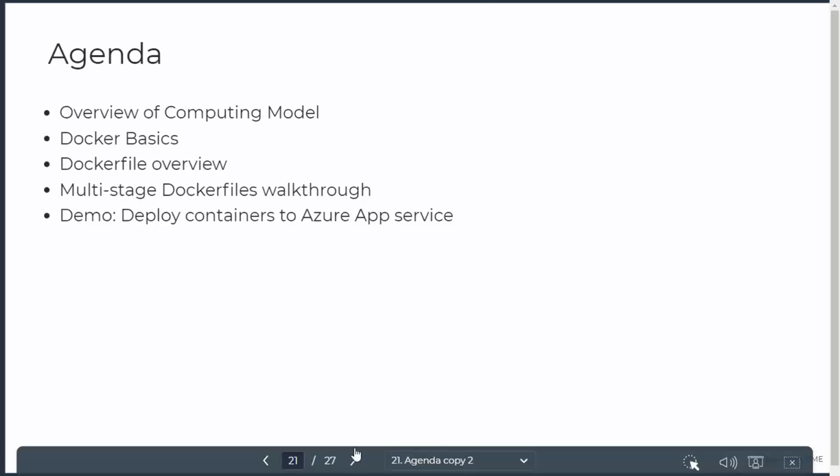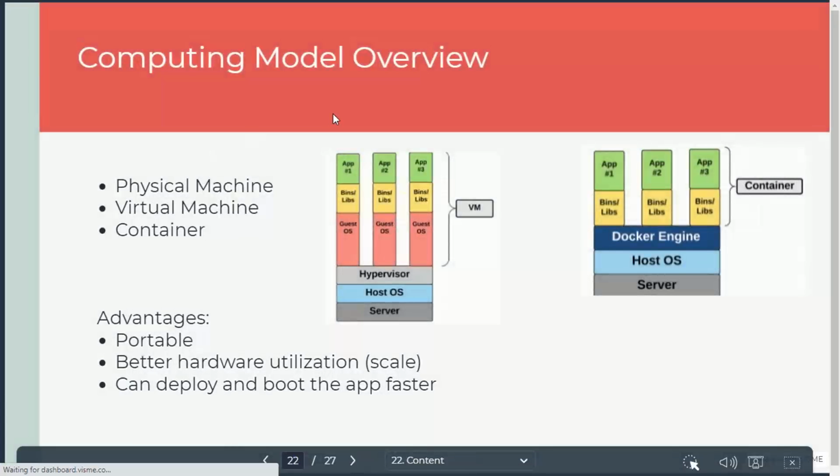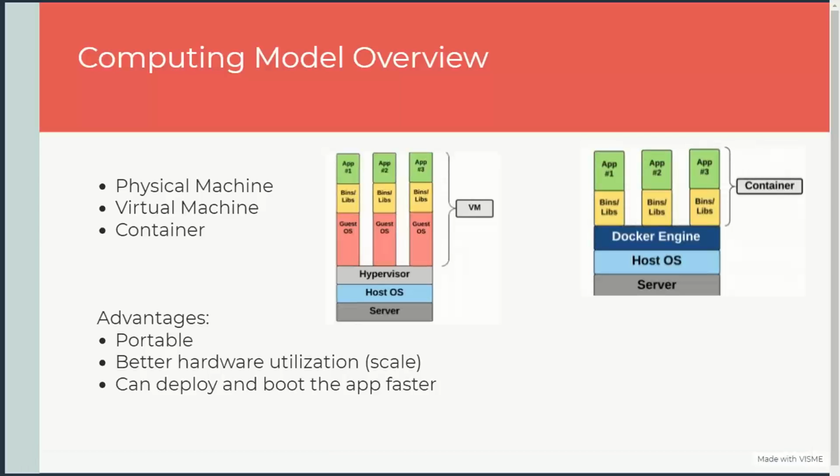The first thing we will see is the overview of the computing model. Computing here is mostly related to memory and CPU resources. For example, on your computer, the major hardware resources are the hard disk, the RAM, which we also call memory, and the CPU.